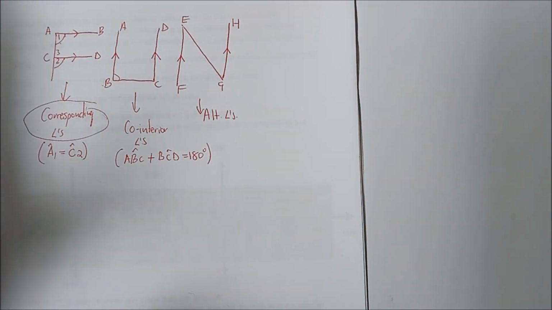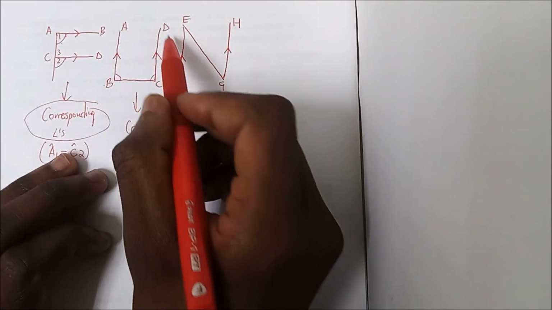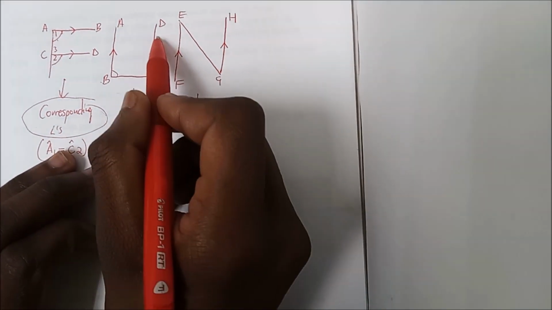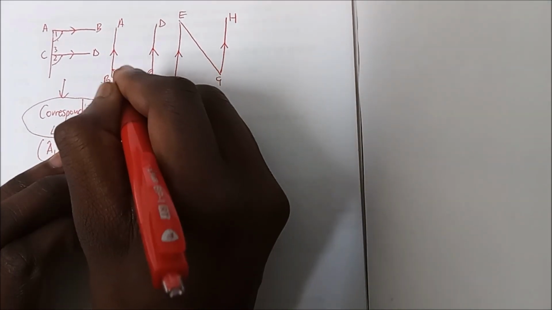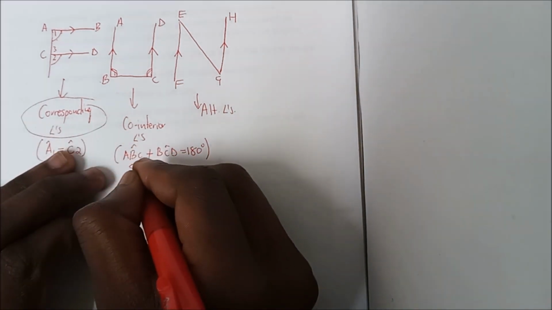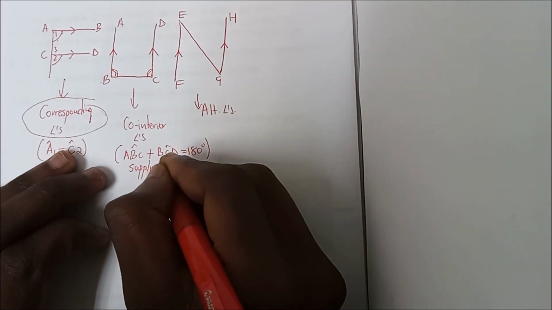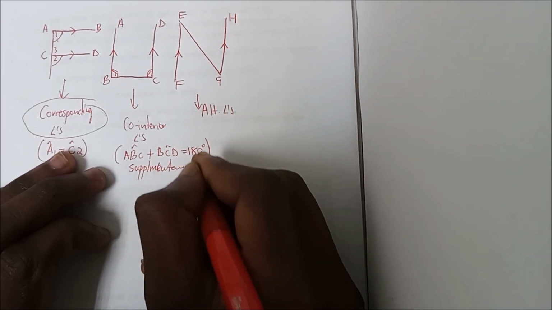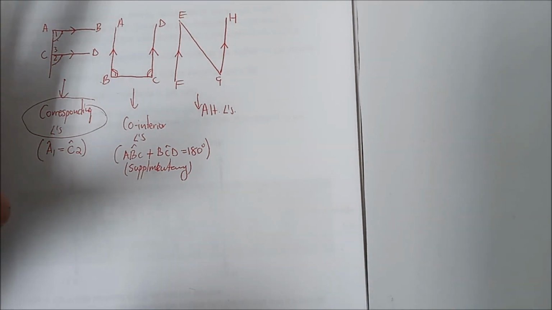So what do we know? We know that if these two lines are parallel and they form a U, then the interior angles, when you add them, you must get 180 degrees, or we say they are supplementary. They are supplementary angles. That means they add up to 180 degrees. This is what we know.